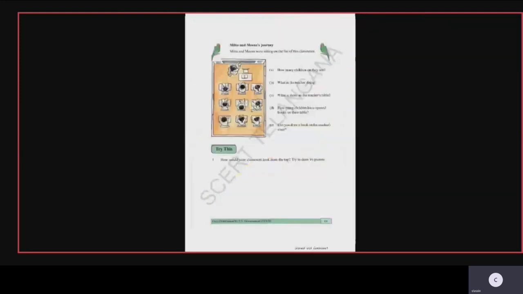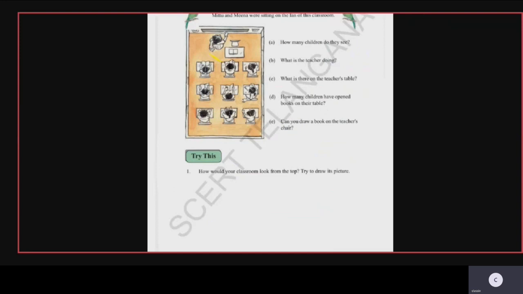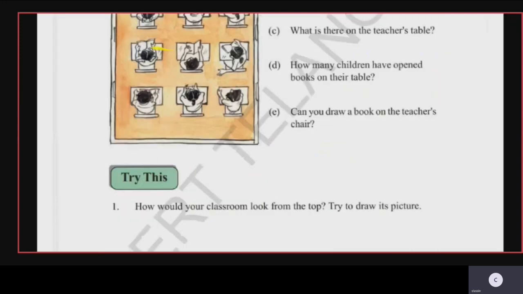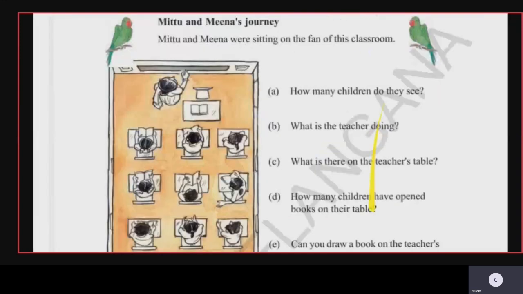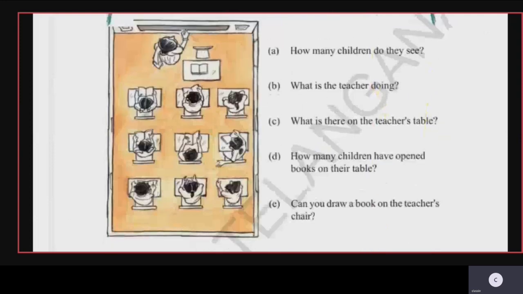Then next, go to page number 11. Write the question, draw the diagram of a classroom with a teacher, and then A, B, C, D, E. These are a few of the questions. Okay, first one.